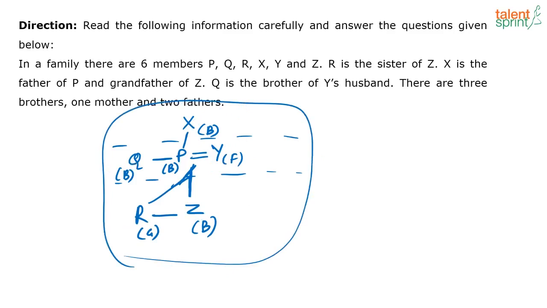Then the remaining people we had to place, we were not sure where to place them. But if we place them like this only, we will get a valid arrangement. P has to be here because P is the other father and there is 1 mother also. So definitely they both have to be married and this person has to be his brother. They have given Q is the brother of Y's husband. So based on all this, this is the arrangement that we get.